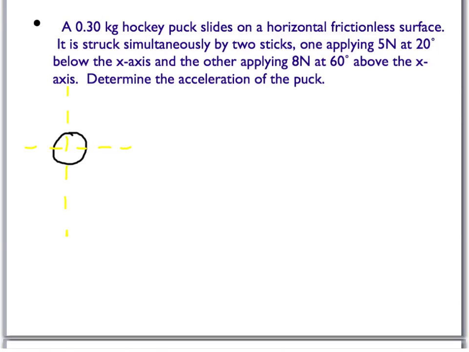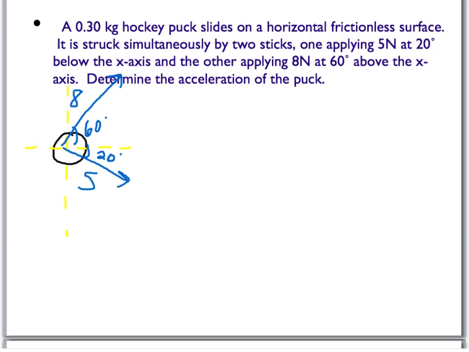So I'm just going to stick my hockey puck on the origin of an axis system here, and I'm going to draw out the 2 forces that are described in the problem. One of the forces is 5 newtons at an angle of 20 degrees below the x-axis. So this would be my 5 Newton force, and this would be a 20-degree angle. The other force described is an 8 Newton force, and it's applied at 60 degrees above the x-axis. So this would be my 8 Newton force, and this would be my 60-degree angle.